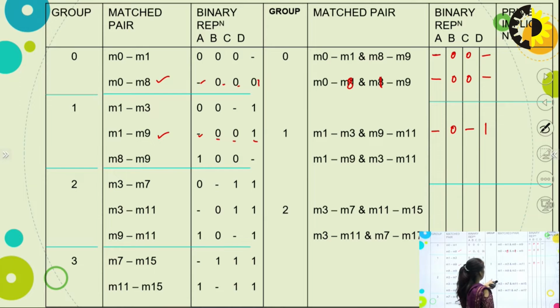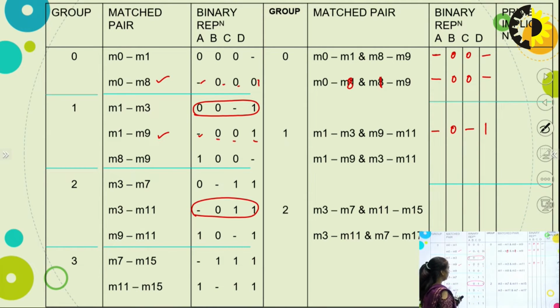Similarly, by comparing these two, let us check these two values, M1, M9. Here we have the M1, M9. Okay, and M3, M11. M1, M9 and M3, M11. Okay, so by comparing these two, we are going to have 0 and 1, right?